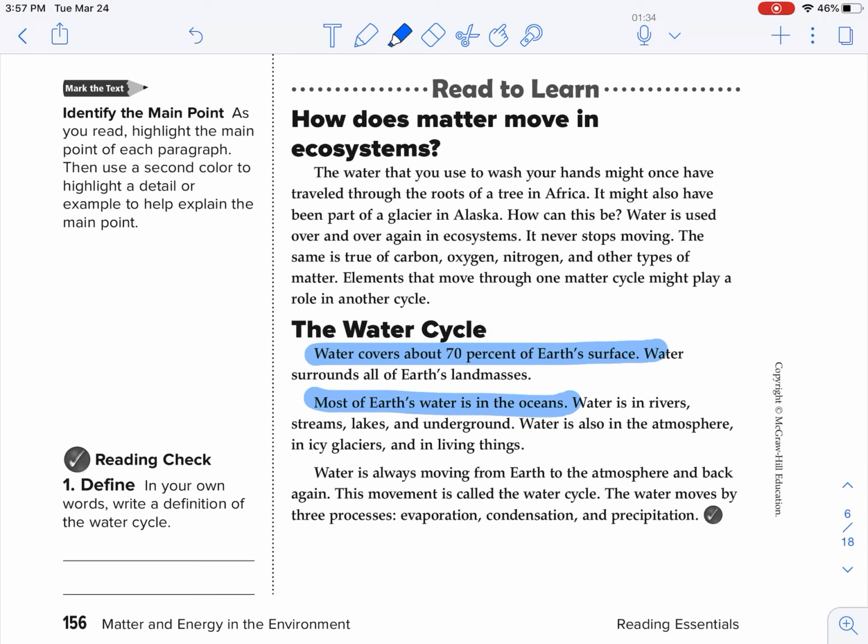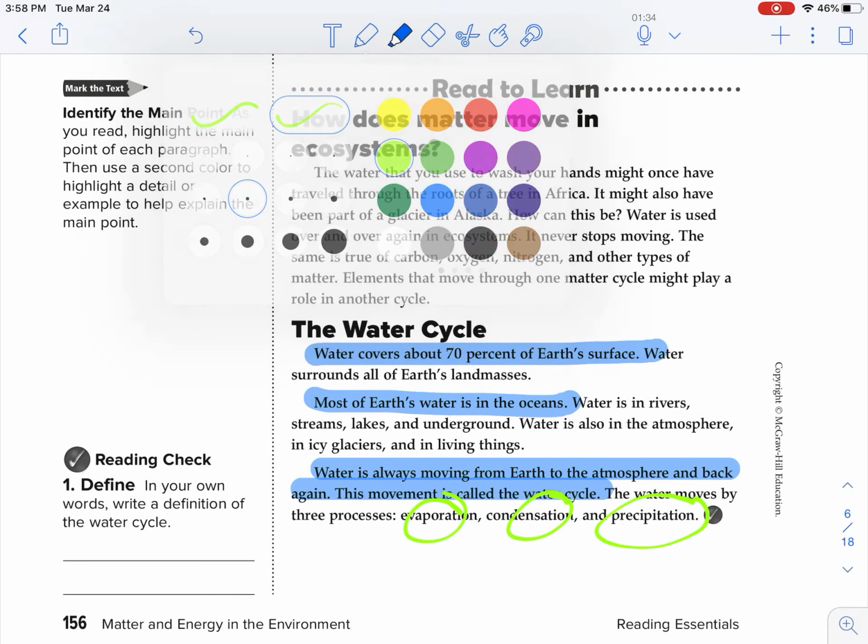Water is always moving from Earth to the atmosphere and back again. So we're going to highlight that. This movement is called the water cycle. The water moves in three processes: evaporation, condensation, and precipitation.